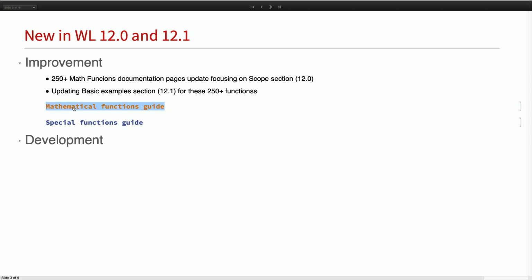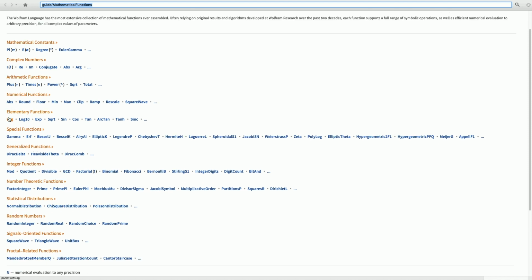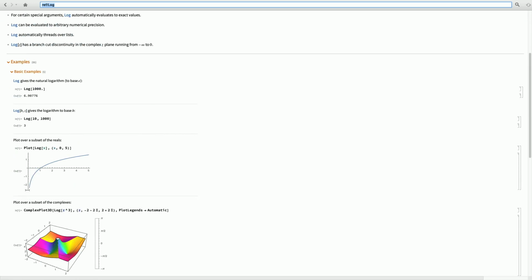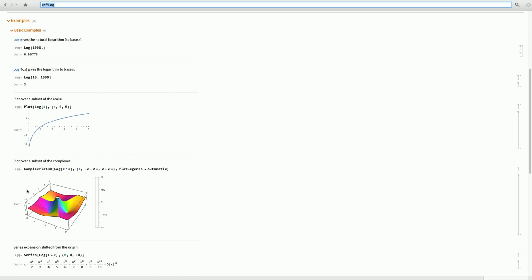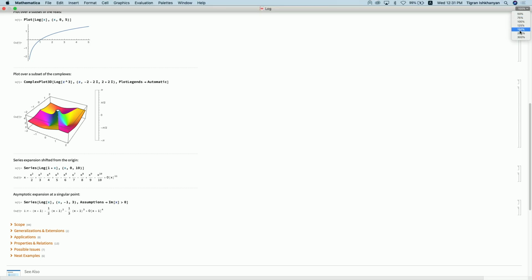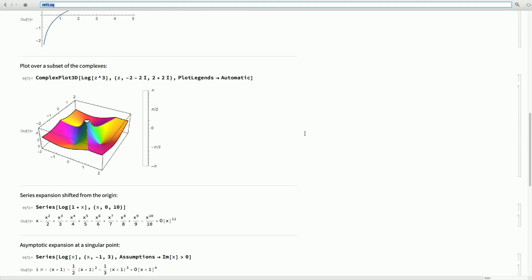We can take a look at some of the functions. For example, let's go to something like the logarithmic function. There is a details section. Basic examples are similar for all the mathematical functions, including special functions, trigonometric functions, and others. There are examples like ComplexPlot3D and others, like the newest features that we have. And all the basic parts for all the functions are similar. They look the same.